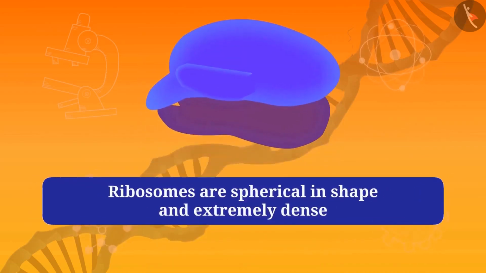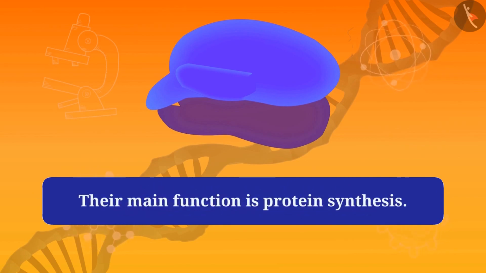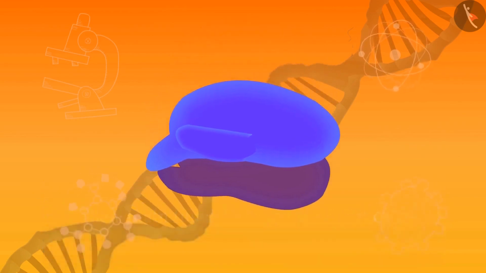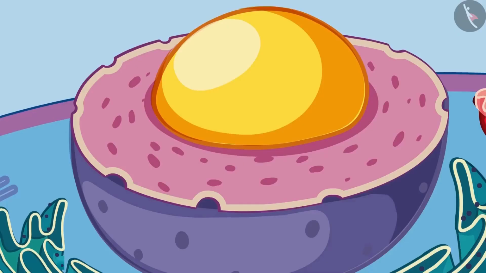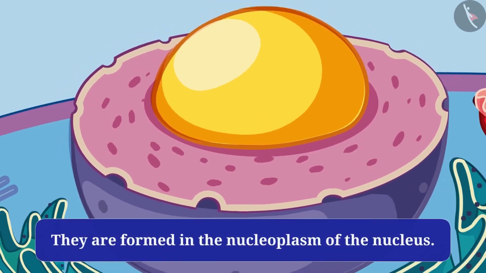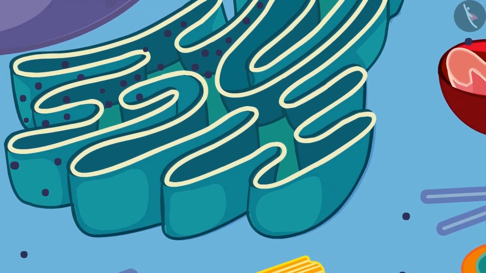These are spherical in shape and extremely dense. They are made up of ribonucleic acid and protein. Their main function is protein synthesis. Friends, do you know where they are made in the cell? They are formed in the nucleoplasm of the nucleus. After getting formed, they come out of the nuclear pores and stick to the endoplasmic reticulum, which is then called rough endoplasmic reticulum.